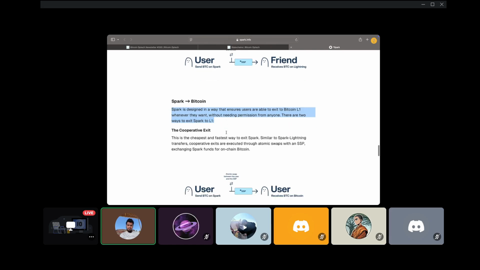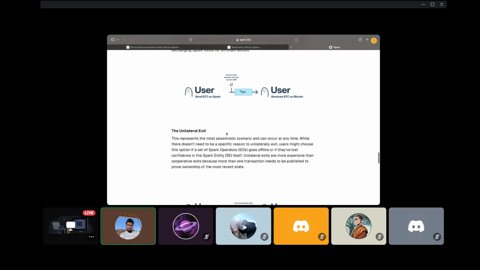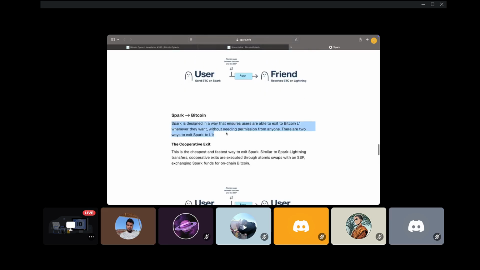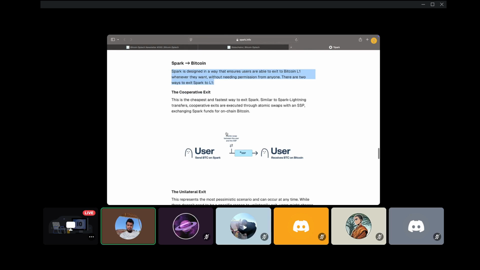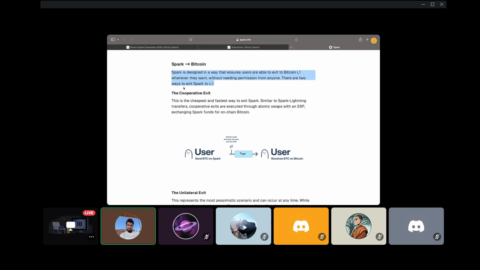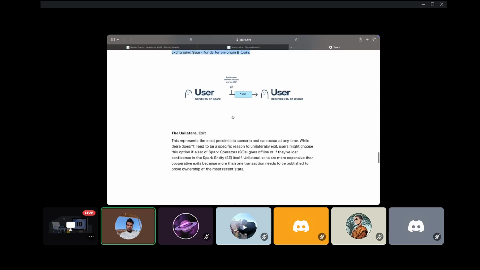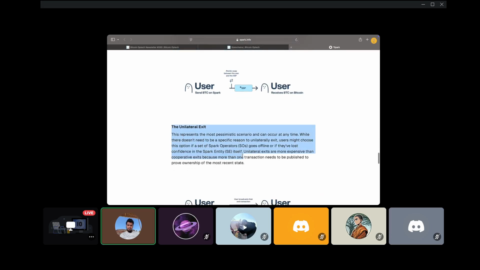Now, there are two ways of doing that. The first is cooperative exit, and the other is unilateral exit. And this is similar to the Lightning Network as well. What is the cooperative exit? This is the cheapest and fastest way to exit Spark. Similar to Spark Lightning transfers, cooperative exits are executed through atomic swaps with an SSP exchanging Spark funds for on-chain Bitcoin. And the unilateral exit represents the most pessimistic scenario and can occur at any time.